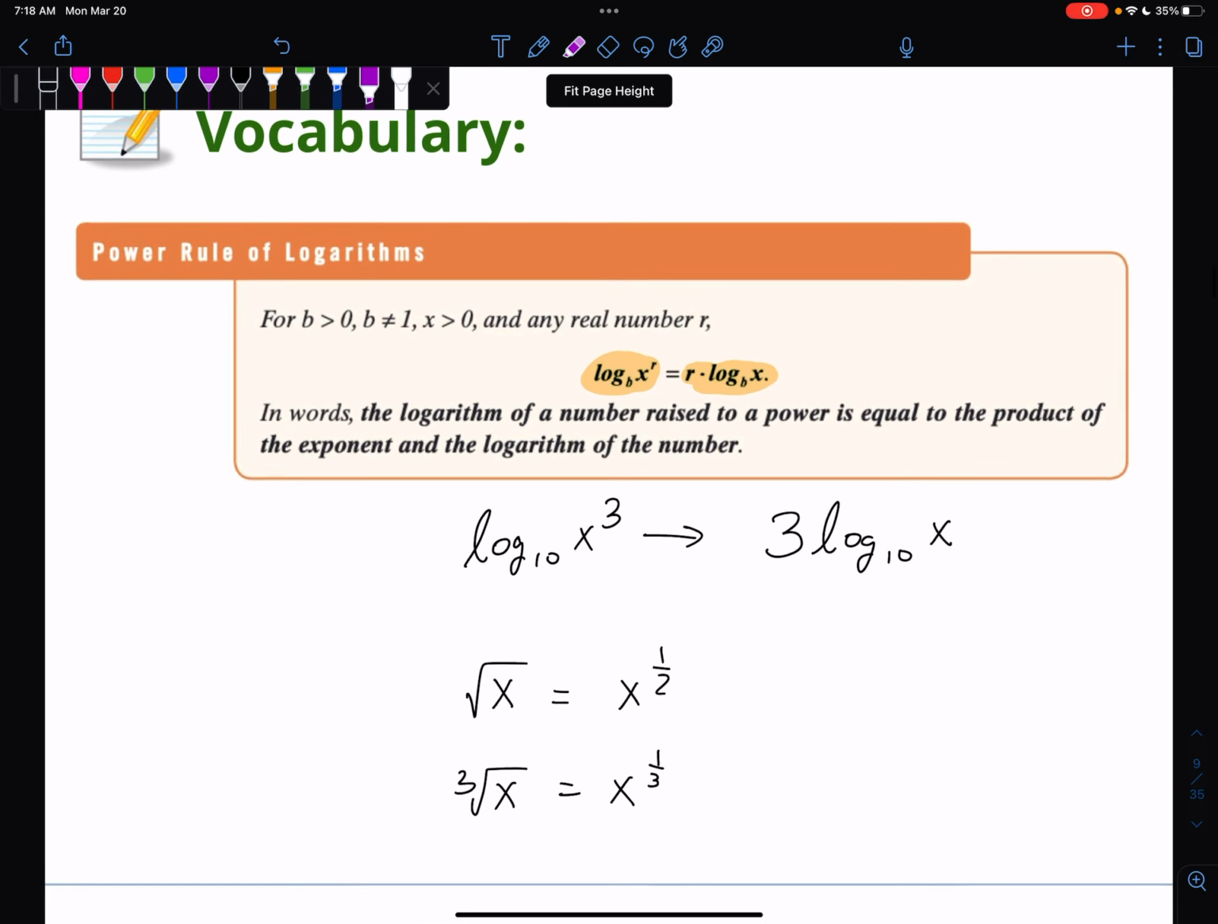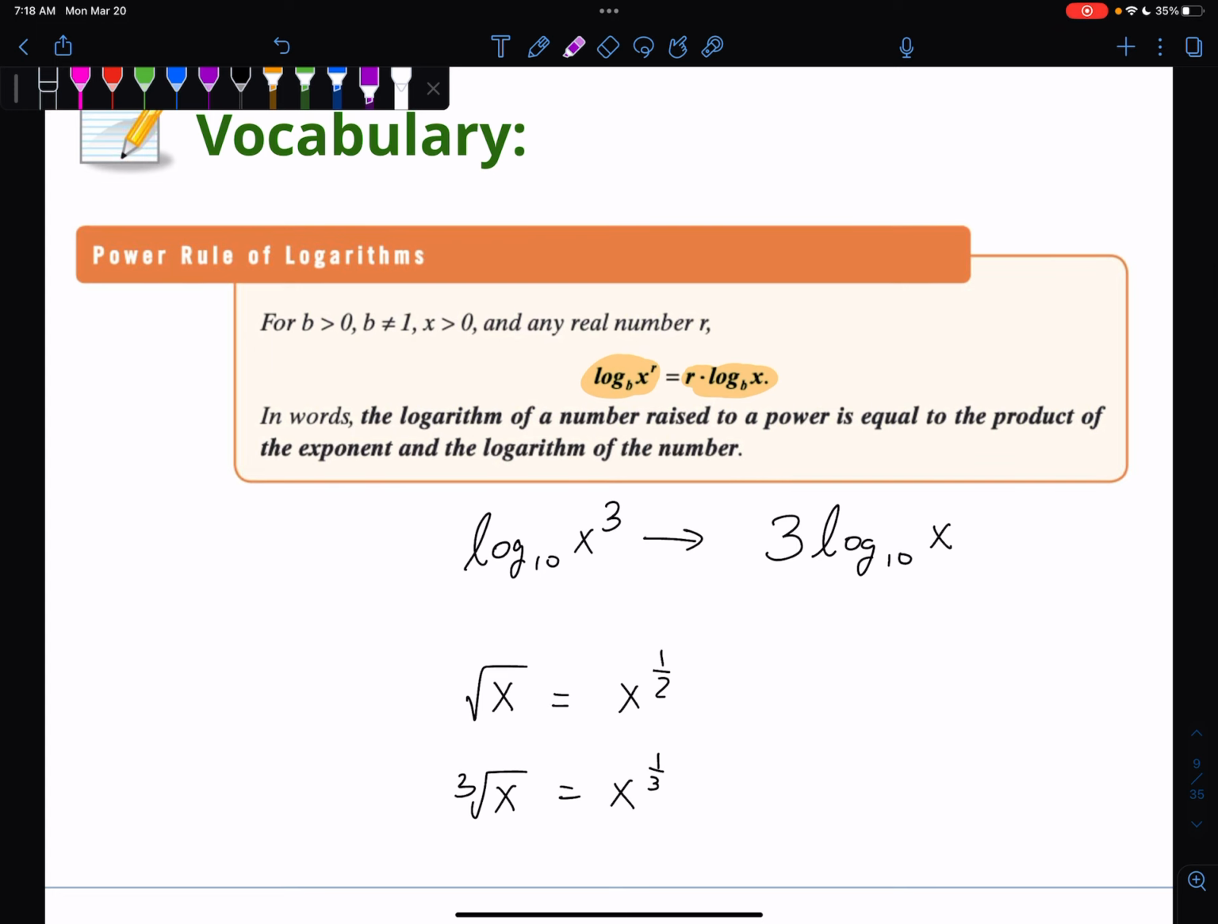power rule of logarithms. Okay, you are going to need to highlight some stuff. How I have an orange right here, go ahead and highlight log base b of x to the r is equal to r times log base b of x. So, what it's saying, I wrote down a little example below. What it's saying is that the logarithm of a number raised to a power is equal to the product of the exponent and the logarithm of that number. So basically, you can take your exponent and move it in front. That's like the short way of explaining it.